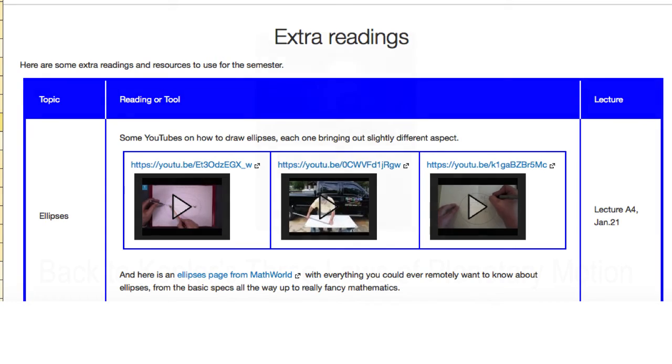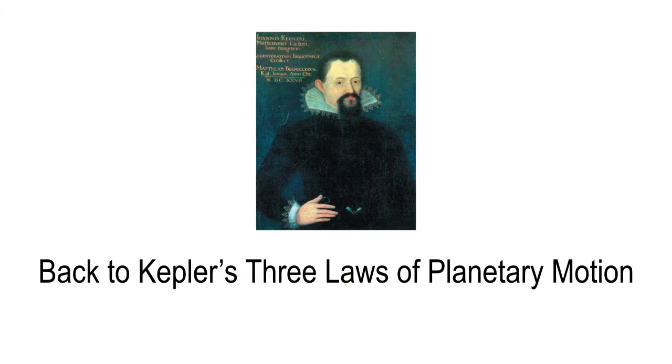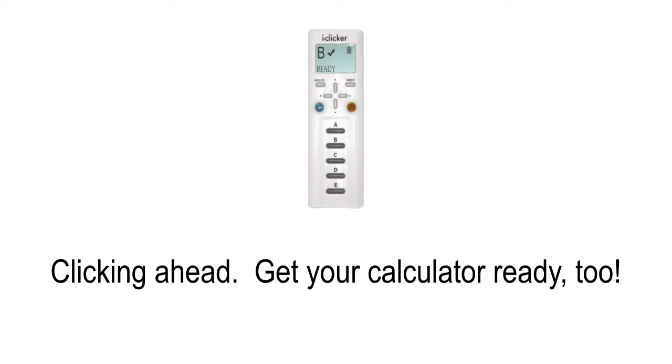Anyways, let's get back to Kepler's three laws, and I'll use the 15-second rule a few times more this hour. Here's a picture of Kepler from the textbook. We're going to do some clicking, so get your calculator and your clicker ready, if you haven't already. We're going to operate on frequency AA for the rest of the semester. That's good.